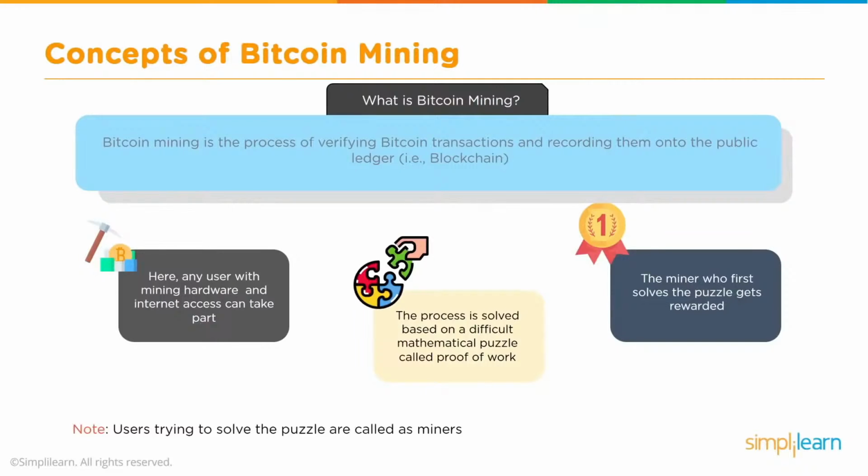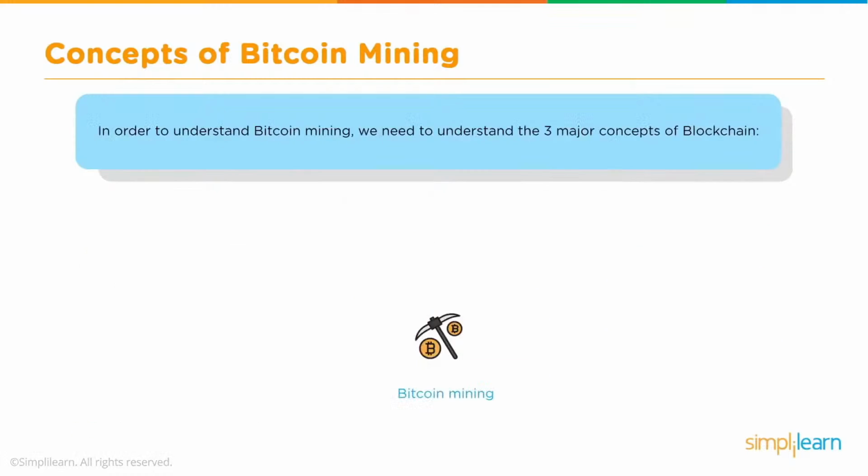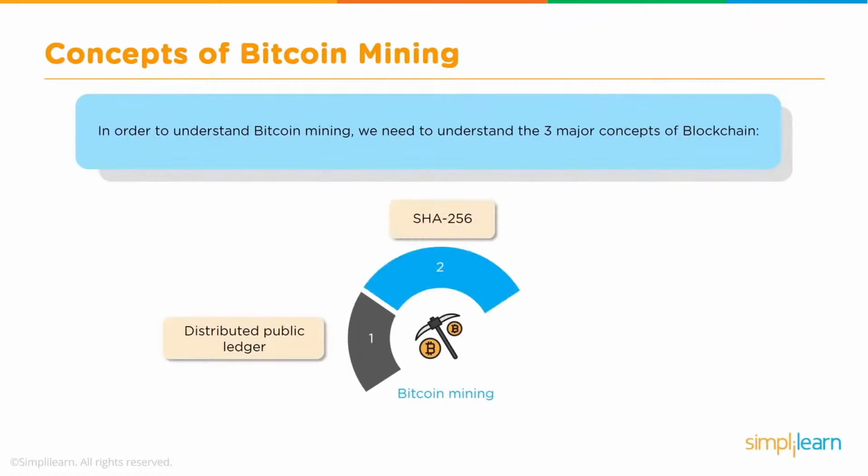Users trying to solve the puzzle, as I said, are called miners. They are the participants in the network who have the necessary hardware and computing power to validate the transactions. They are called miners. Now, in order to understand Bitcoin mining, we need to understand 3 major concepts of blockchain. It is based on a distributed public ledger. It uses the SHA-256 encryption algorithm, and proof of work is the underlying consensus algorithm for Bitcoin mining.